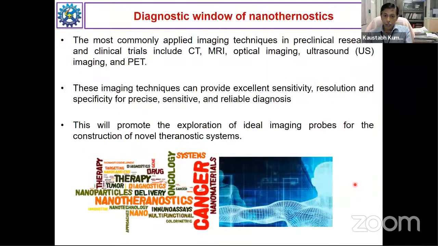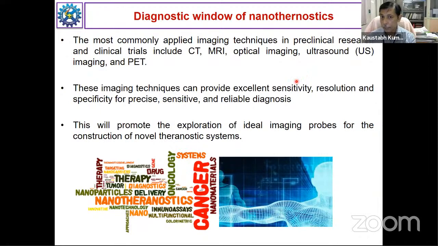So far I talked about the therapeutic modalities. Now coming to the diagnostics on the modalities in the nanotheranostics. As diagnostics is one of the integral parts of nanotheranostics, we have to consider what are the diagnostic features or the diagnostic modalities.